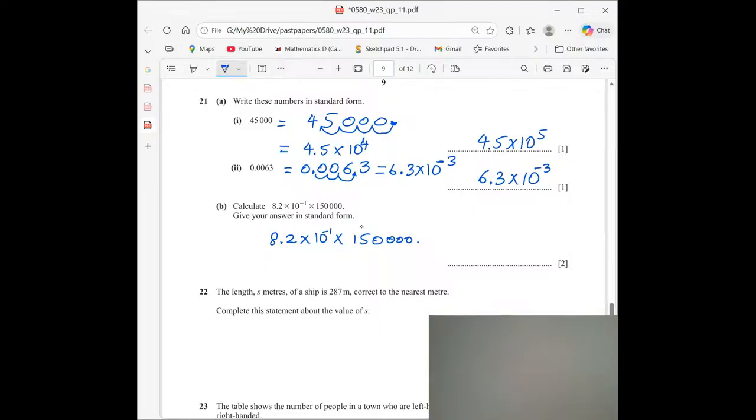So 8.2 multiplied by 10 raised to power minus 1 multiplied by 1.5 multiplied by 10 raised to power how much? 1, 2, 3, 4, 5. So it's a big number, right? 150,000 is a big number. Its power is positive. So whenever we move from right to left, its power is positive. So 10 raised to power 5 is here. Now we can see that 8.2 multiplied by 1.5, they are together and 10 powers are together. So both are 10 with minus 1 power and 5 power. Their powers are added when we write it once, right?